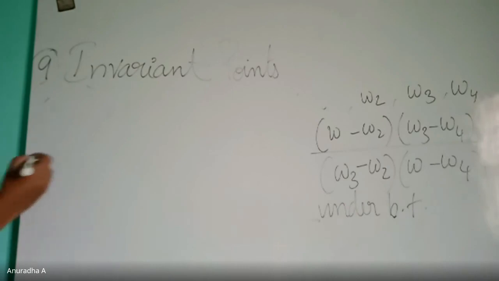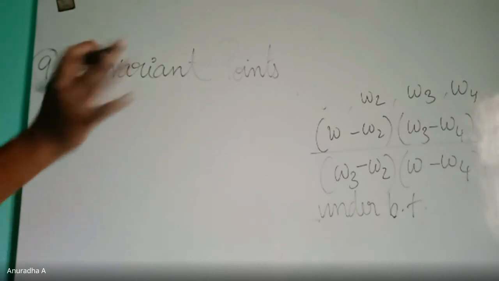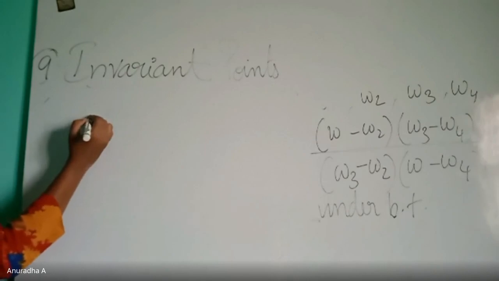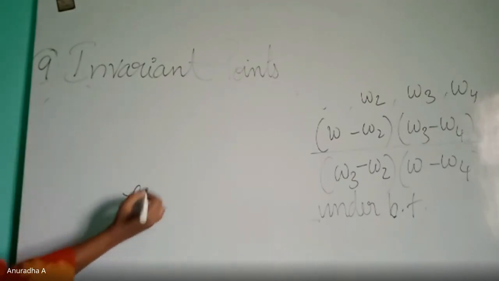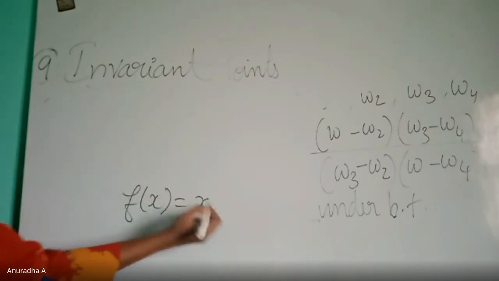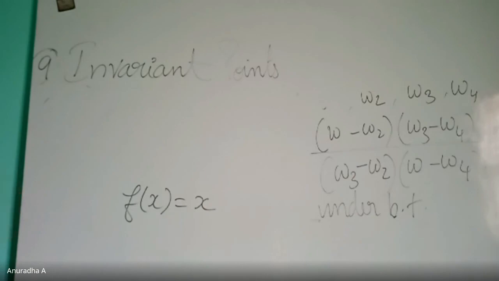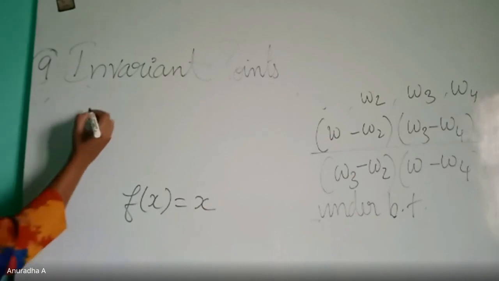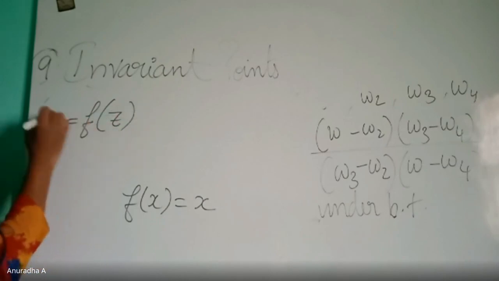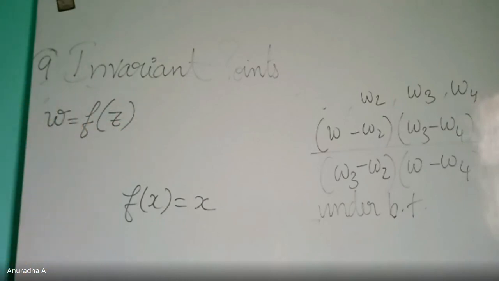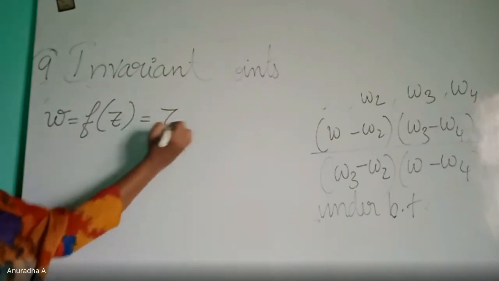So what are invariant points? Invariant means it's not changing, I told you. Any function f of x equal to x means it is called an invariant point. In general, any function f of x that is equal to x itself is called an invariant point. Now we originally have w equal to f of z, right? This must be equal to z itself.